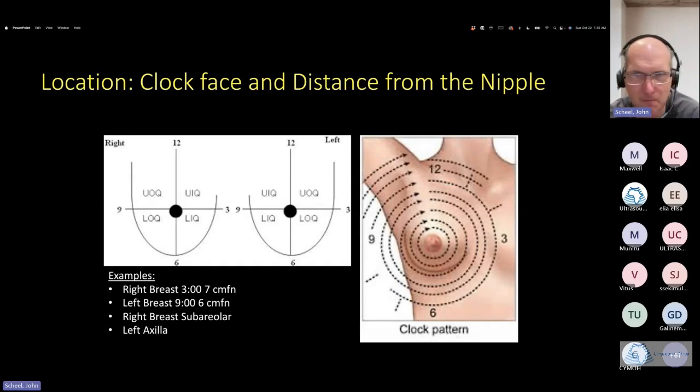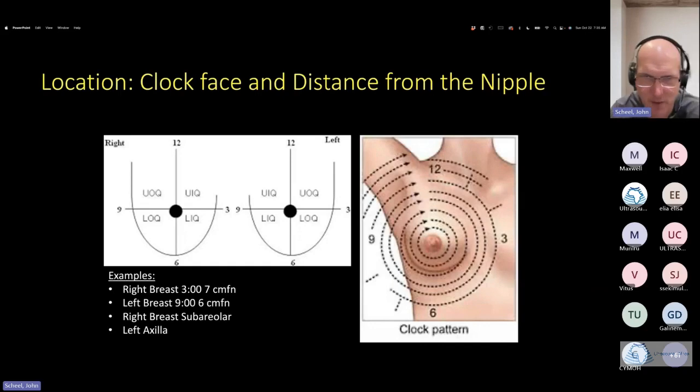We use the clock face as if you're looking at the patient. So 12 o'clock is always superior towards the head and 6 o'clock is always towards the feet. But then it goes along the clock face so that 3 o'clock is a medial breast for the right side, but it's the outside of the breast or lateral aspect of the breast on the left side.